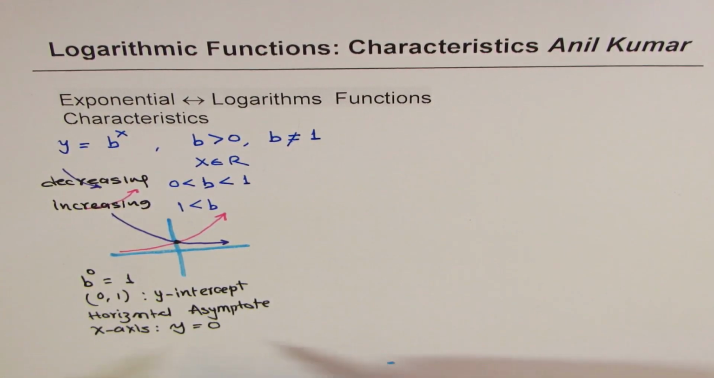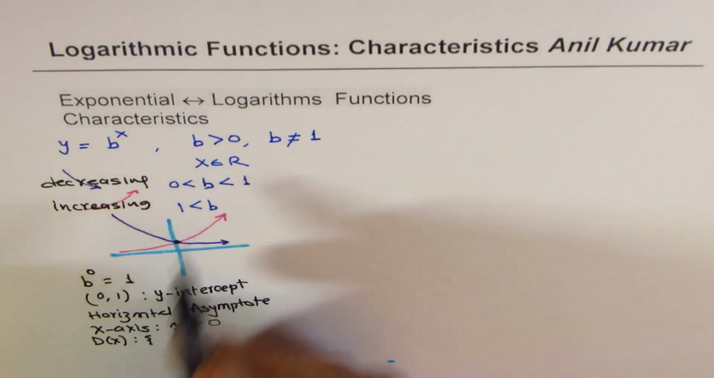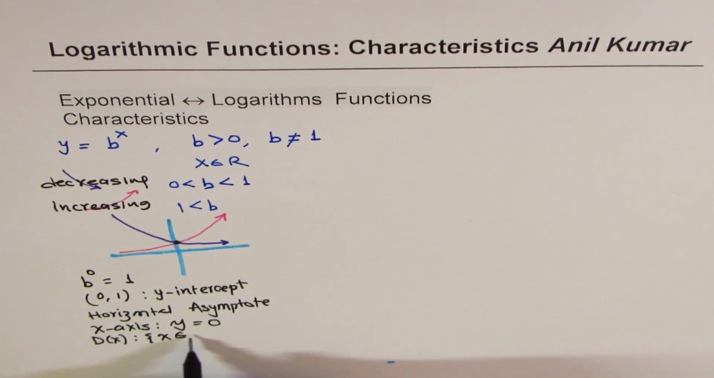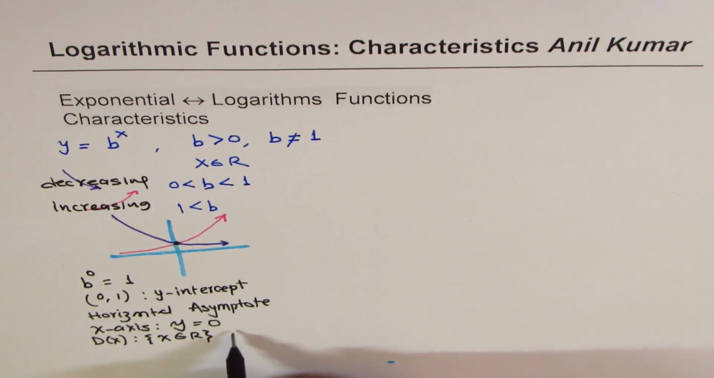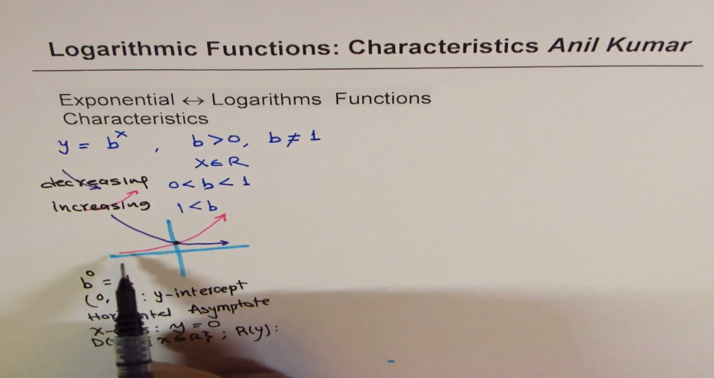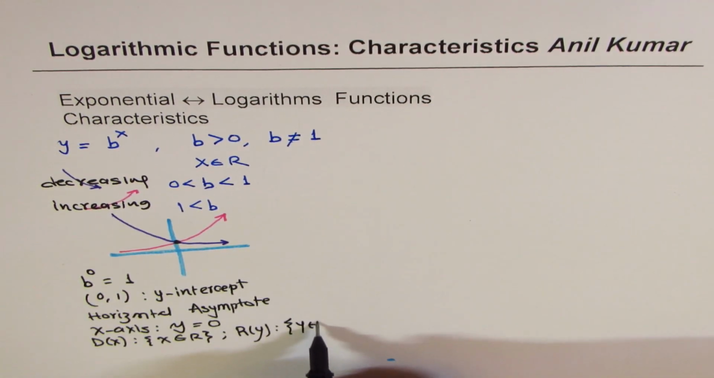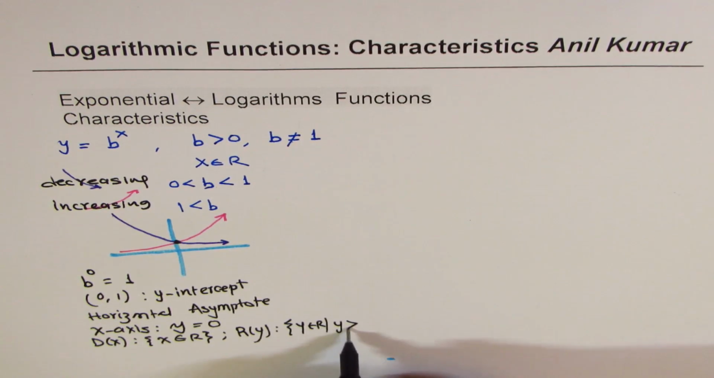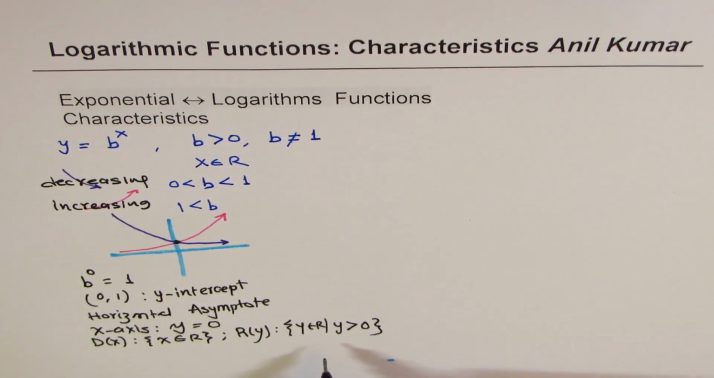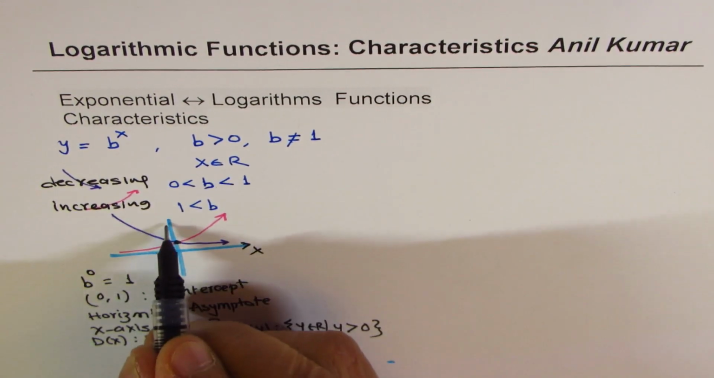y equals 0. And as far as domain and range are concerned, let me write domain. So the domain for this function is, as we have seen earlier, no restriction on x. x belongs to real numbers. And the range is y is always greater than 0, right? So y belongs to real numbers, however, y is always greater than 0. So that becomes the domain and range for the given function, correct?